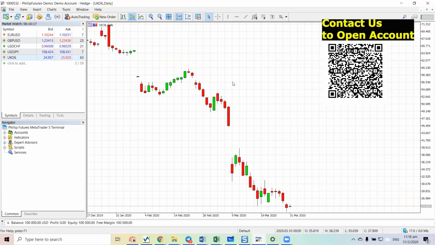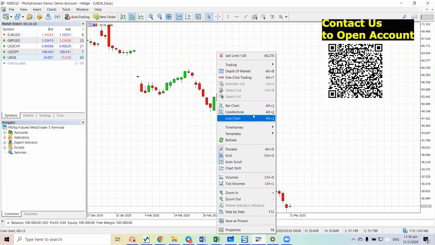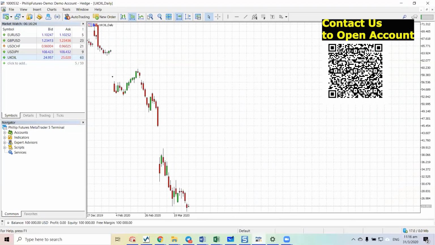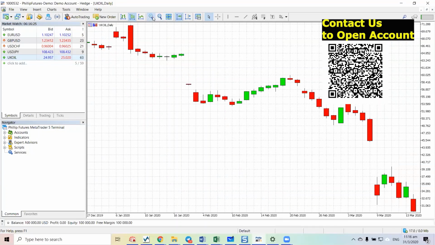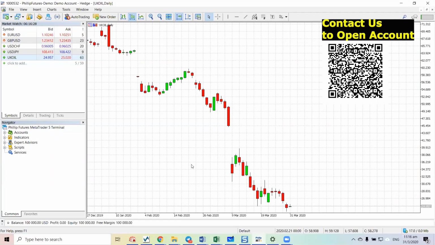If I want to zoom out, there is a magnifying glass, so you can click on the magnifying glass to zoom out. But let's say I want to see earlier than December 2019. Earlier we won't have the prices because we launched this just last year December. So this is the maximum data you are able to show. So this is a new product for Philip Futures, which we just launched.